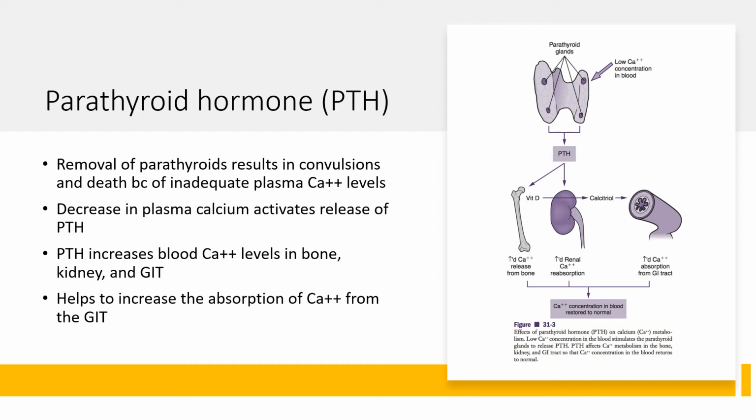If for some reason the patient gets the parathyroids removed or they're destroyed, it could result in convulsions and the patient could die because of inadequate plasma calcium levels. So again, as the plasma calcium levels diminish and regress, this is going to activate PTH, the parathyroid hormone secretion. So PTH is going to act to increase the blood calcium levels in the bone, the kidney, as well as in the gastrointestinal tract. And PTH is also essential to help increase the absorption of calcium from the gastrointestinal tract.